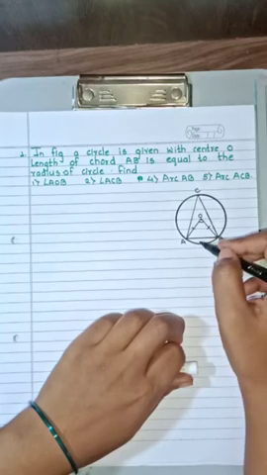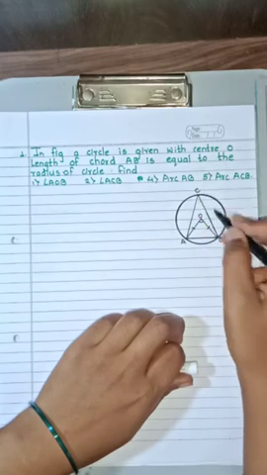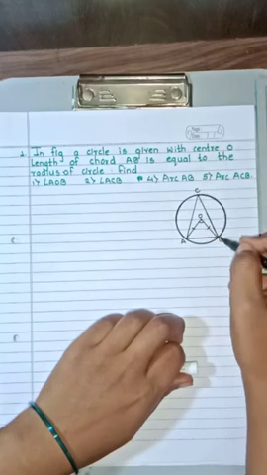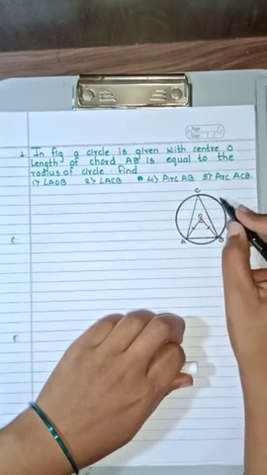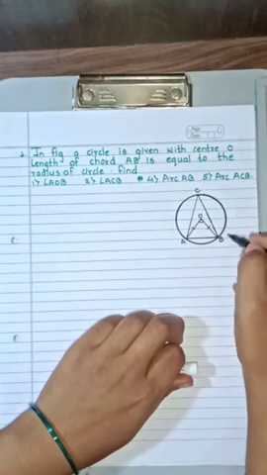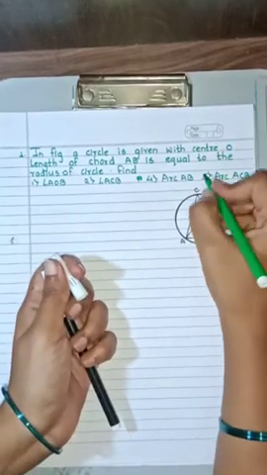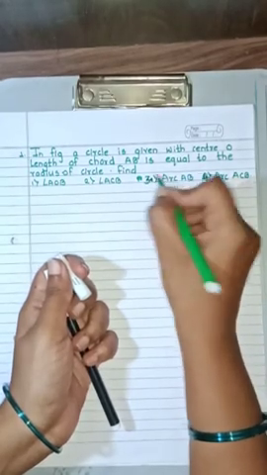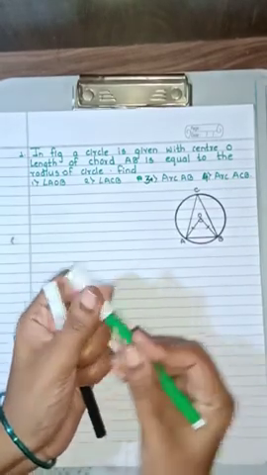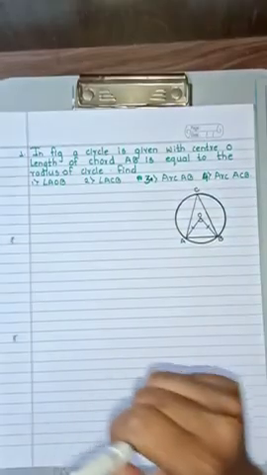After that you have to find angle ACB. What is ACB? It is an inscribed angle. You have to find minor arc AB, as well as the major arc, that is ACB. By mistake I have written 4 here. Here it is 4 and here it's 3. So let us solve the first one.